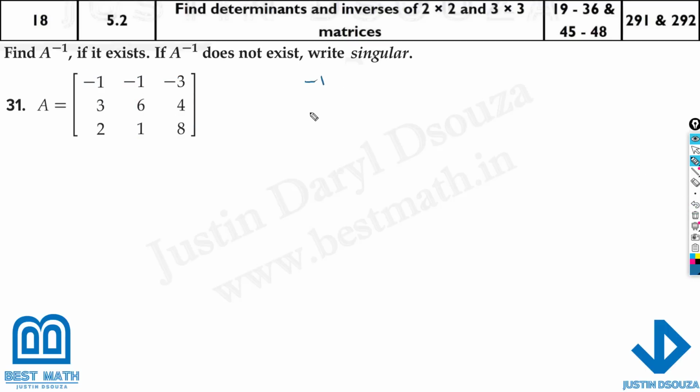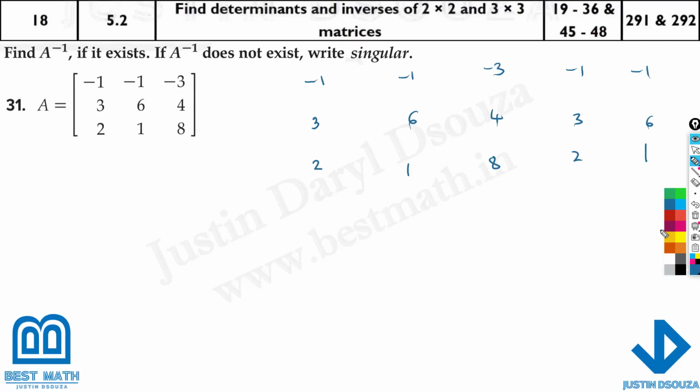Write the matrix: minus 1, 3, 2, minus 1, 6, 1, and then we have minus 3, 4, 8. I've written only the 3 columns. You need to repeat these columns. The first column here, again I'll repeat it. First and second only, not the last one. So again, you're writing minus 1, 3, 2, and lastly minus 1, 6, and 1.